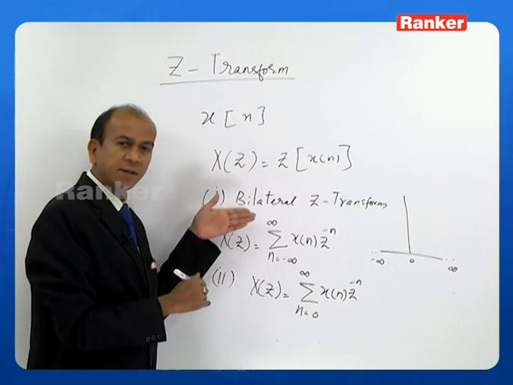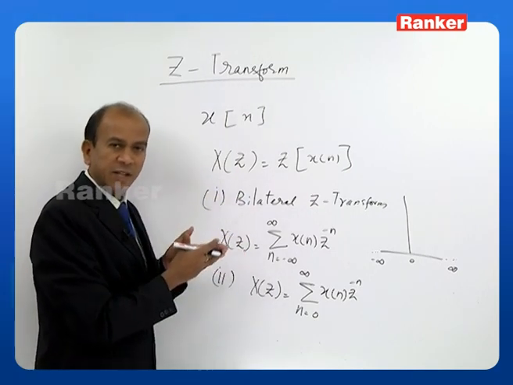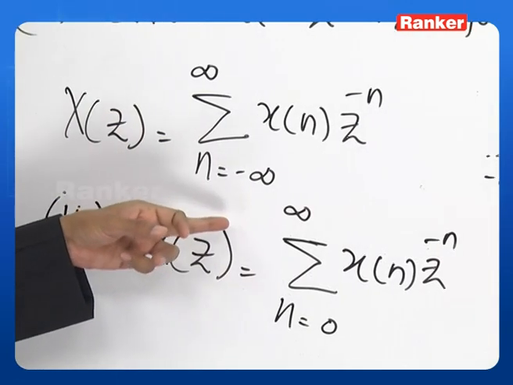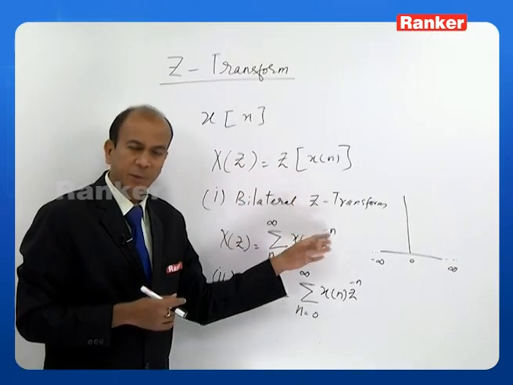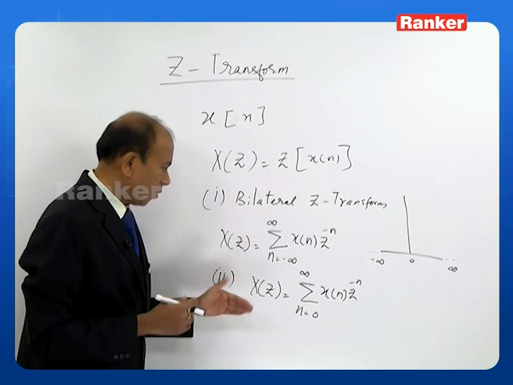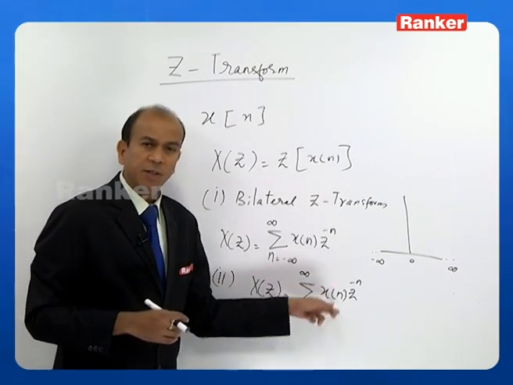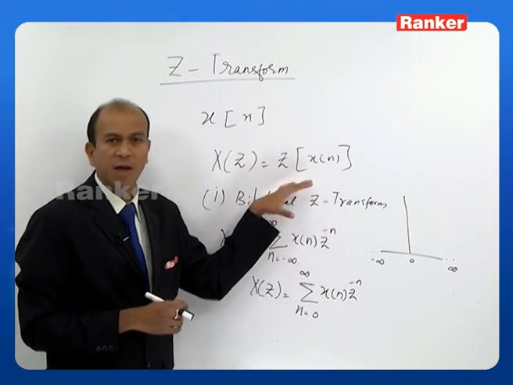One is a bilateral or two-sided, the other one is unilateral or one-sided Z transform. When I look at this Z transform, if the summation extends from minus infinity to plus infinity, this is the formula: x of n z to the power of minus n. It is called a two-sided transform. Single-sided means n is equal to 0 to infinity, x of n z to the power of minus n. So, these two flavors of your z transform you must be aware of.